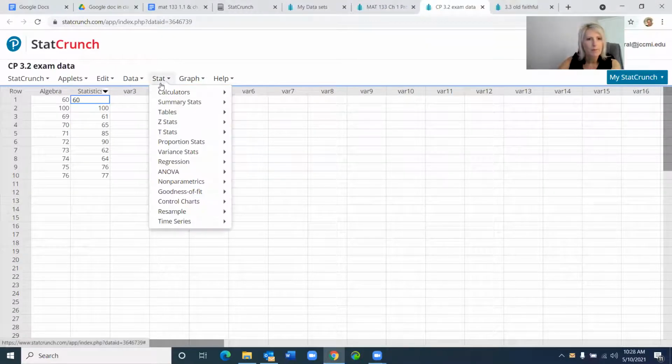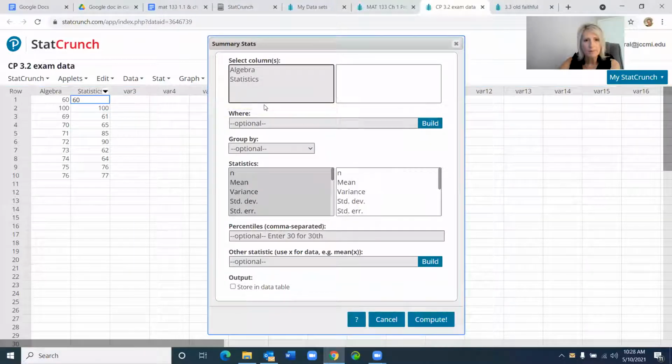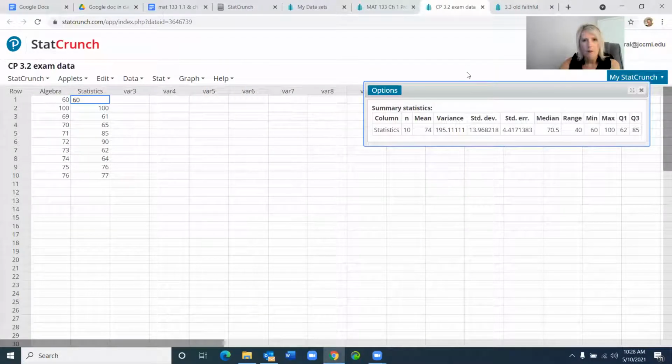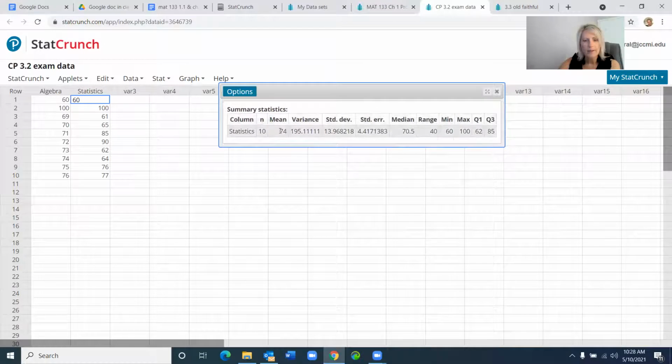And here we are. So we have the algebra exam and the stats exam, and we want to go to summary statistics, just like we did in 3.1, to columns, and we're choosing statistics, because we want to know the average of that class. So let's just go down and hit compute. And the only thing that we're looking at right now is the mean. The mean is 74.